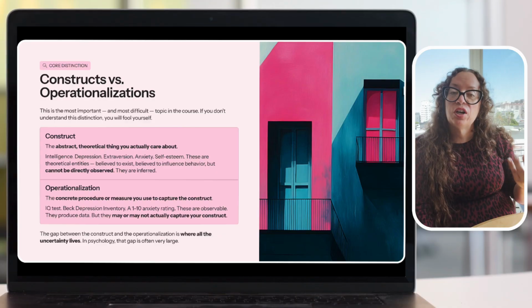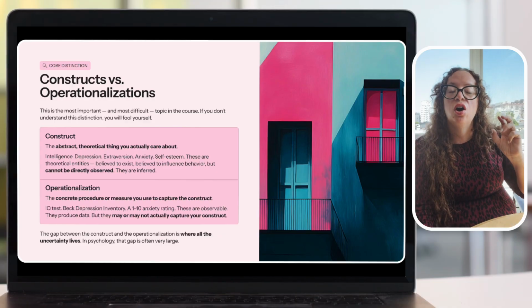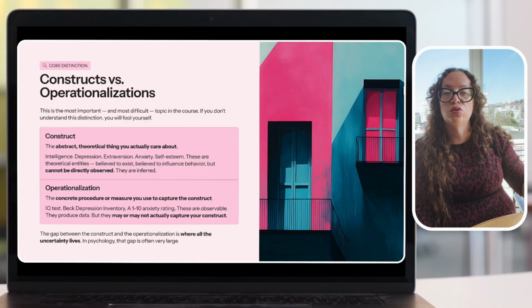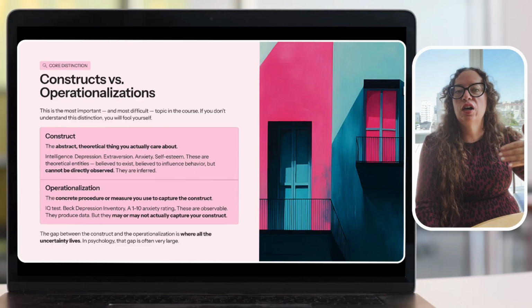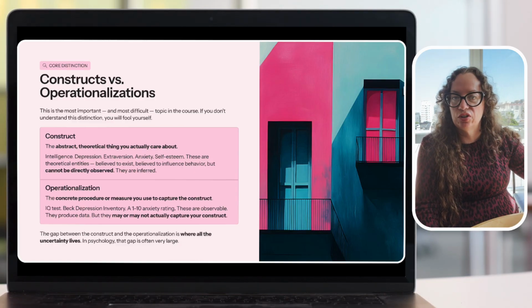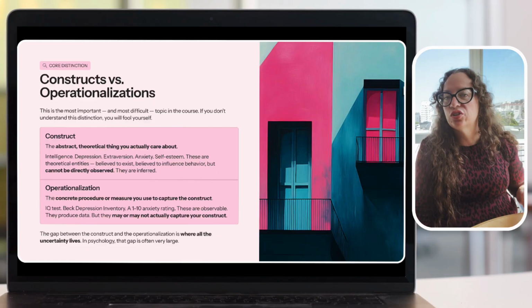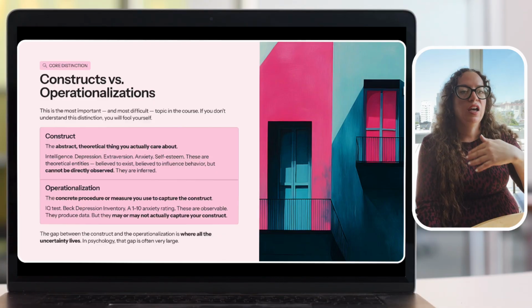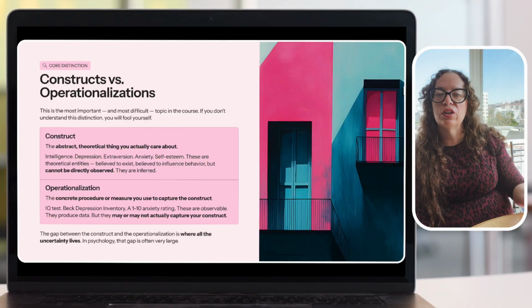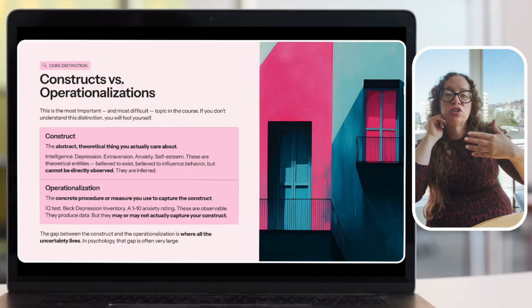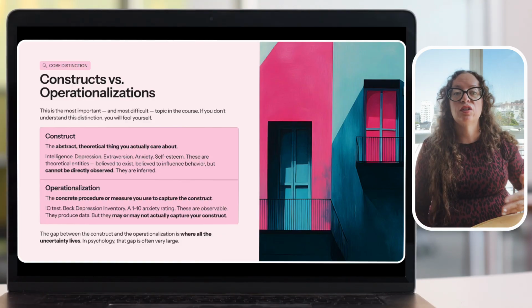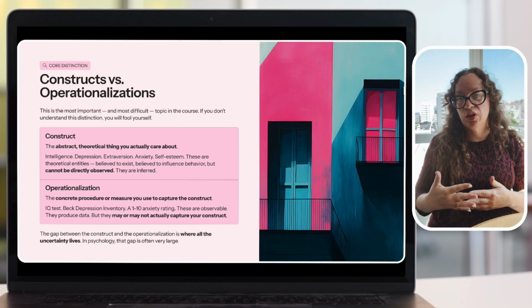Okay? An operationalization is the concrete procedure or measure you use to try to capture the construct, to try to measure it. If intelligence is a construct, an IQ test is the operationalization. If depression is a construct, the Beck Depression Inventory is the operationalization. Anxiety is the construct. Have people rate their anxiety on a scale of 1 to 10. That's the operationalization. So operationalizations are observable. They produce data. You can actually do them and get numbers.